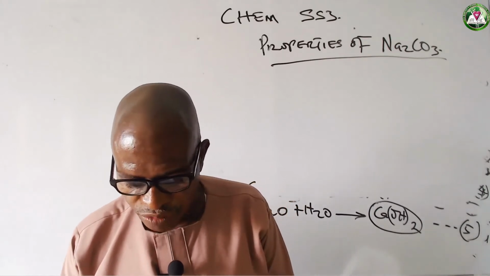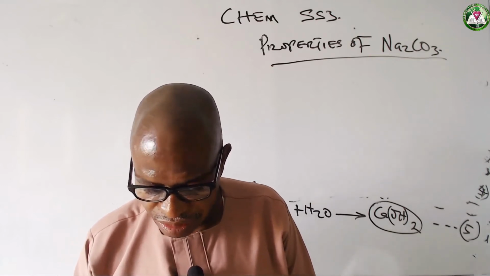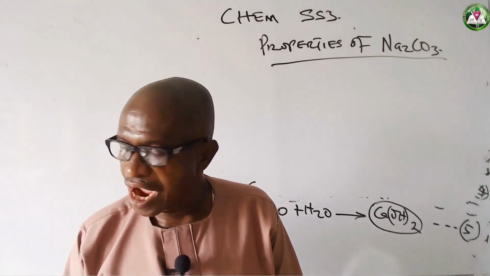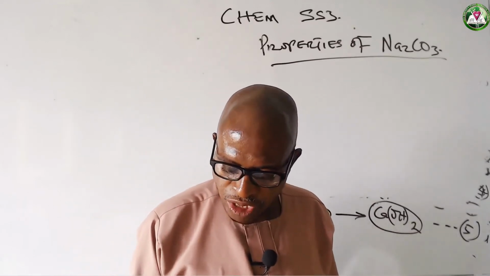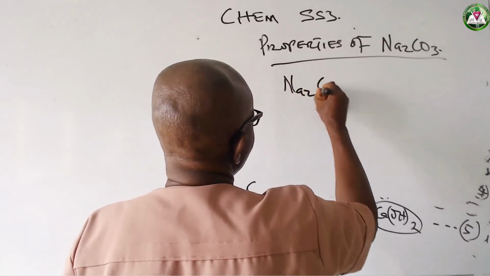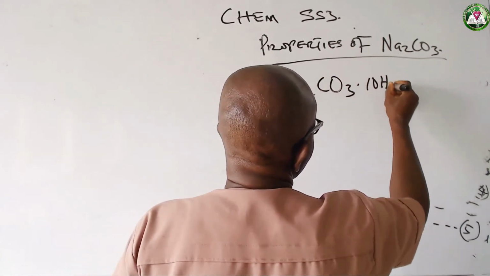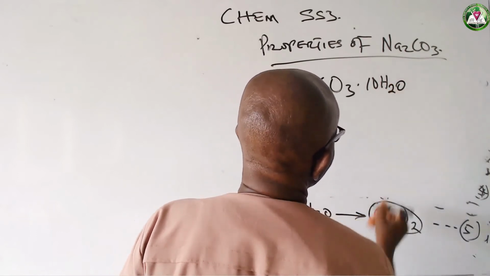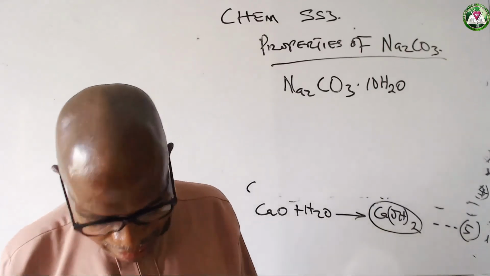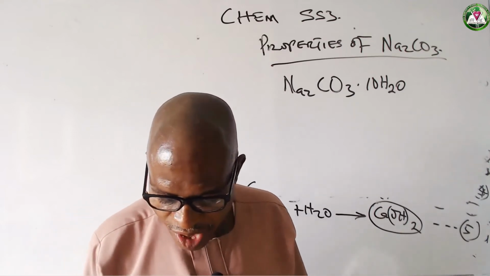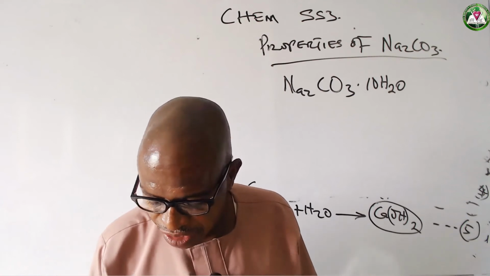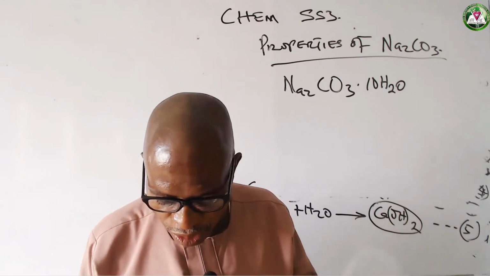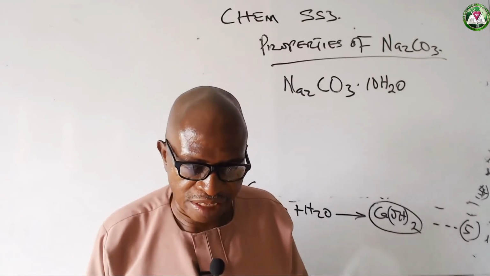Two, the hydrated form of sodium trioxocarbonate 4 is called washing soda. The hydrated sodium trioxocarbonate 4, which is Na2CO3.10H2O, is sodium trioxocarbonate 4 decahydrate, and the other name for it is washing soda. I said that the hydrated sodium trioxocarbonate 4 is colorless and crystalline. Remember that the one that is not hydrated is anhydrous. Anhydrous means that it's powdery. Crystalline means that it's in granules.